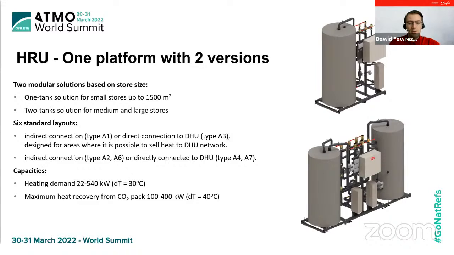Until now, two solutions have been designed based on the store size. One tank solution for stores up to 1,500 square meters, and the two tank solution for medium and large stores. Both solutions can have direct or indirect connection to an external heat source. In case of the two tank solution, there are additional variants with heat resale possibility. Our portfolio can cover heating demand from 22 up to 540 kilowatts, with possible heat recovery between 100 and 400 kilowatts.